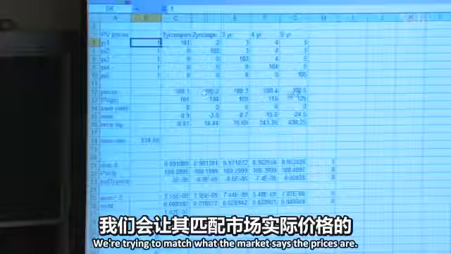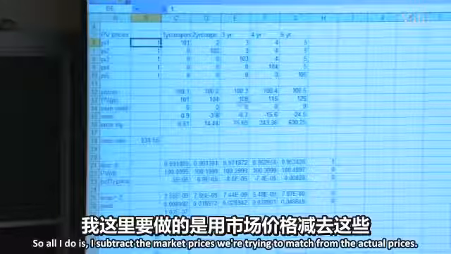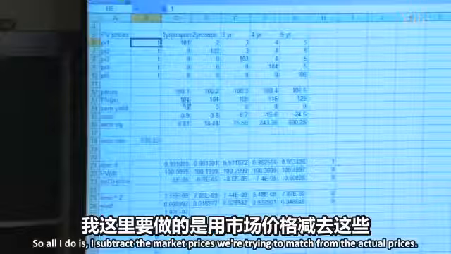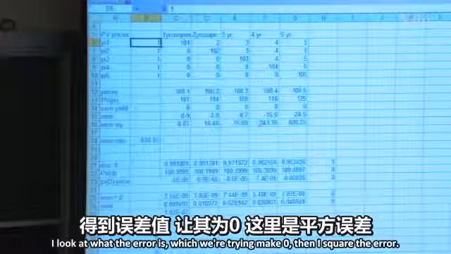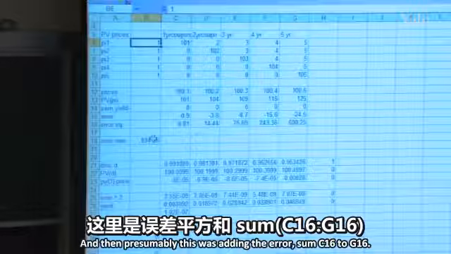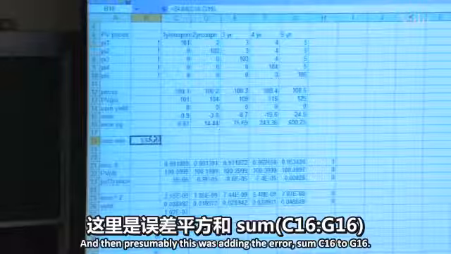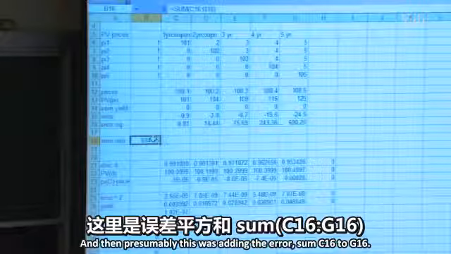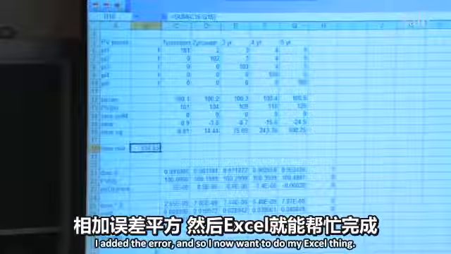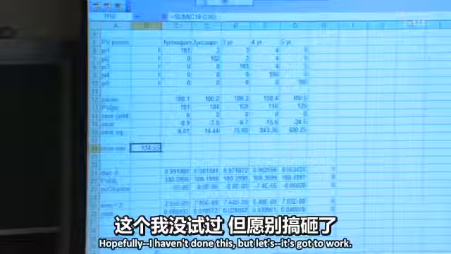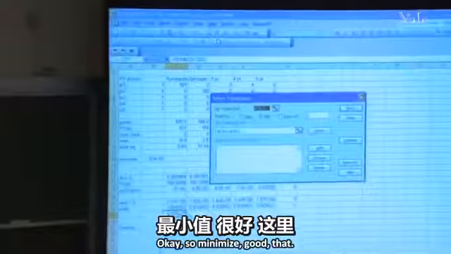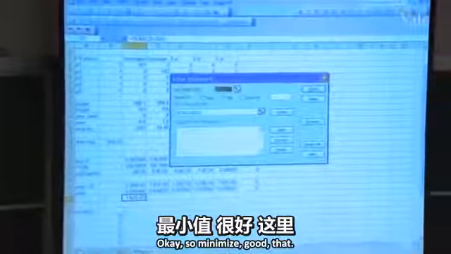So those are bad prices. We're trying to match what the market says the prices are. So all I do is I subtract the market prices we're trying to match from the actual prices. I look at what the error is, which we're trying to make 0. Then I square the error. And then I added the error, summing C16 to G16. And so now I want to do my Excel thing. And hopefully it's got to work.